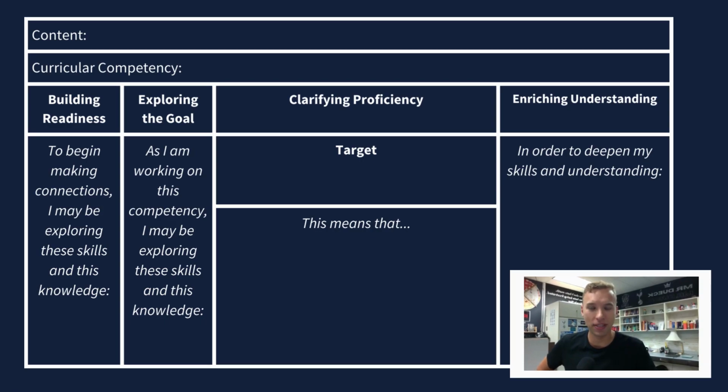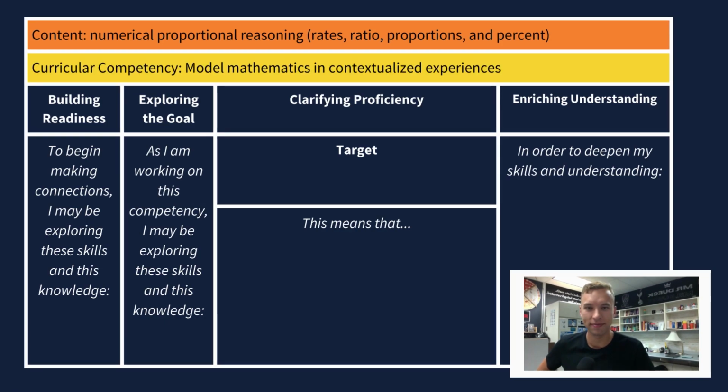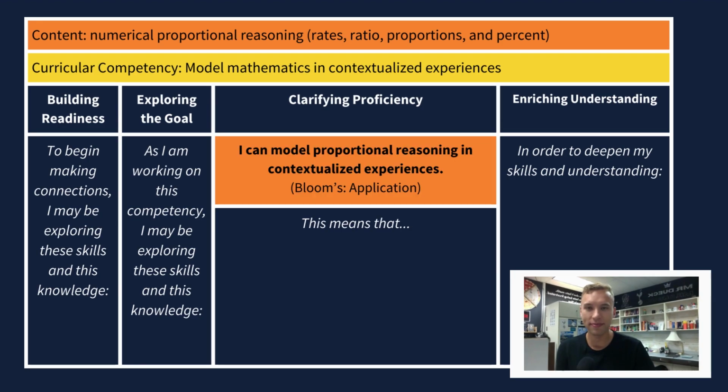Perfect. Here is our empty, completely empty learning continuum, and let's start to fill it in. Here's our content, numerical proportional reasoning. Curricular competency: model mathematics in contextualized experiences. Now we can put those together to make a target. I can model proportional reasoning in contextualized experiences.